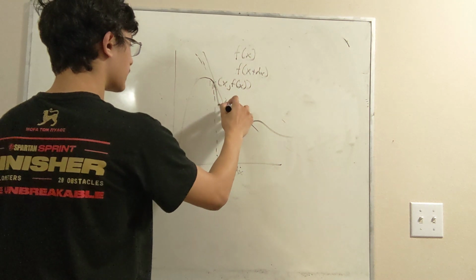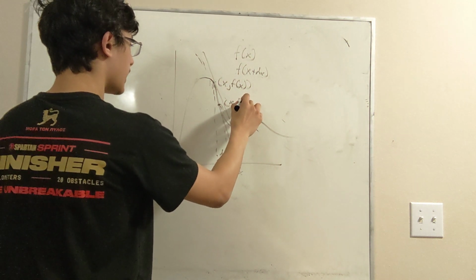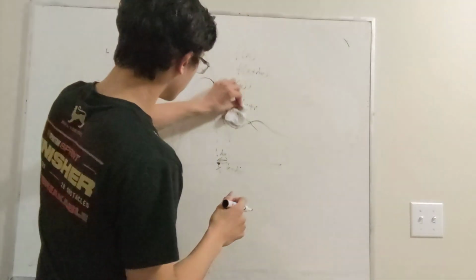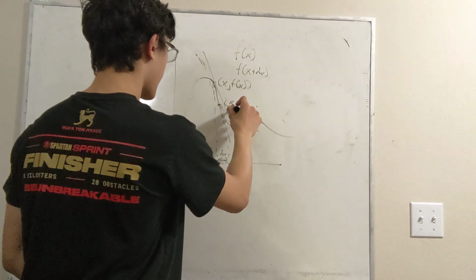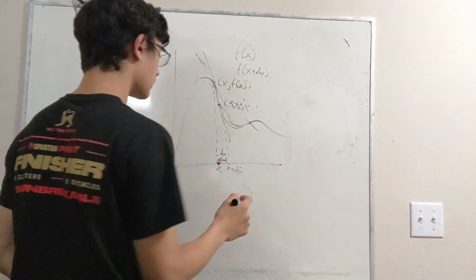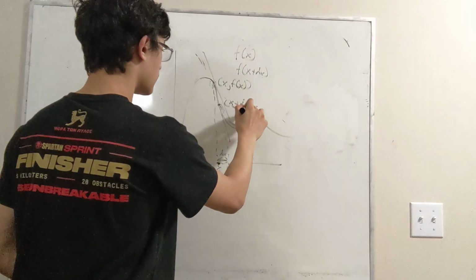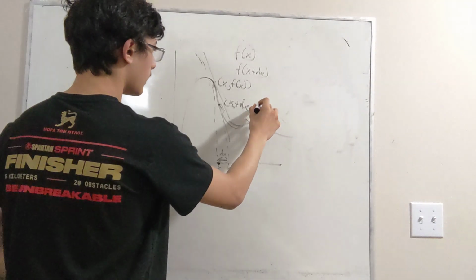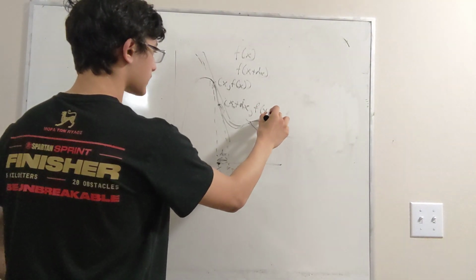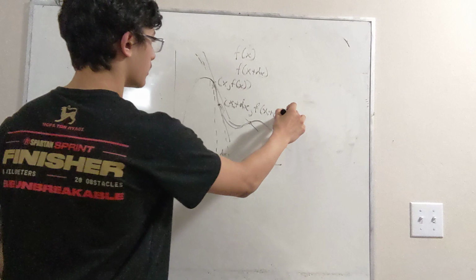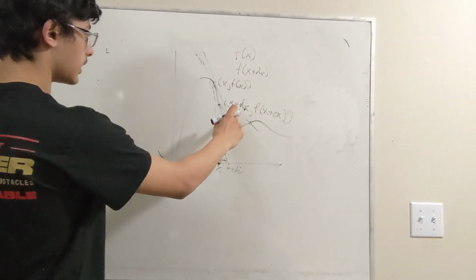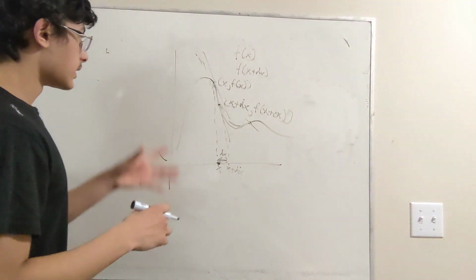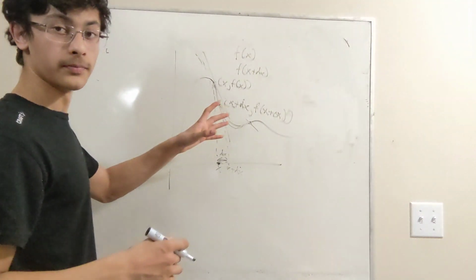So this point is (x, f of x). And this point over here is going to be (x plus delta x, f of x plus delta x), where delta x is dx. We're just plugging in x plus dx in place of the x here. Should make sense. So now we have to find the slope.